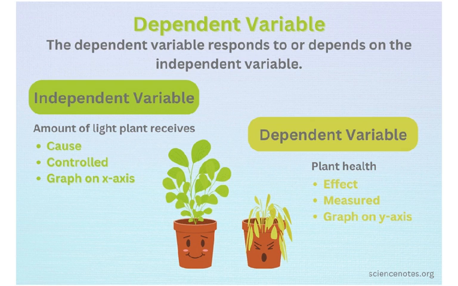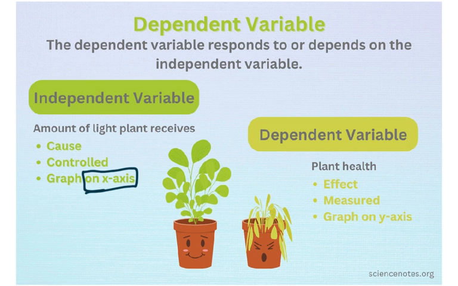Another picture to show you that the dependent variable responds to or depends on the independent variable. That's another very nice way of saying it. So the amount of light you receive is the cause. You can control it. You can increase or decrease the light intensity. And this independent variable is always plotted on the x-axis.